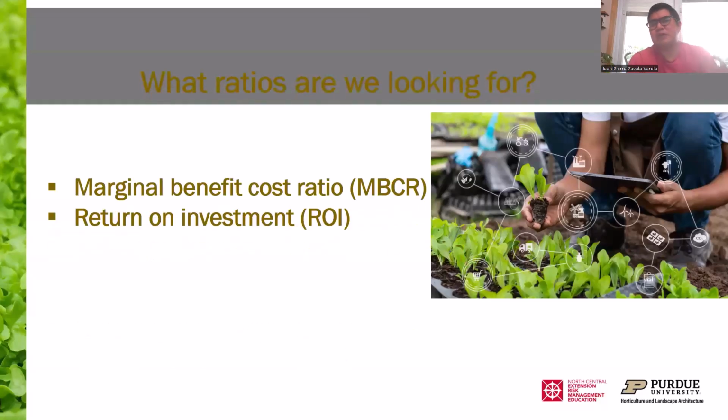But what type of ratios are we looking at in this webinar? We're looking at two. The marginal benefit cost ratio, which basically indicates a benefit cost analysis and the return on investment, to see if the introduction of a new technology in your farm operations is more or less profitable. For the marginal benefit cost ratio, if the ratio is greater than 1, it indicates profitability, while the return on investment, since it's a percentage, has to be positive to denote profitability.